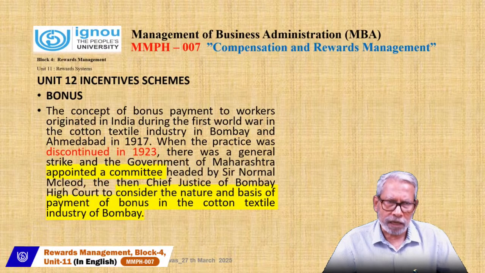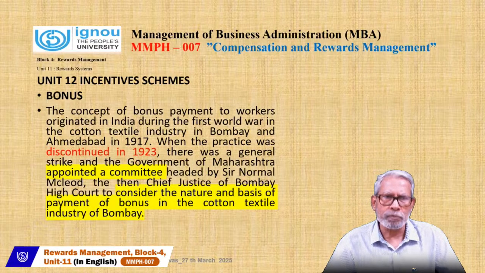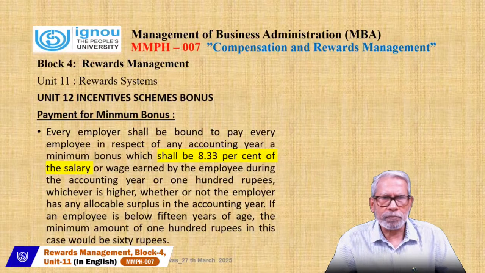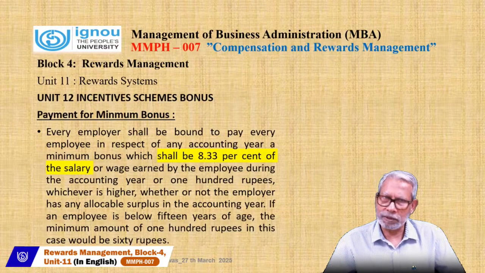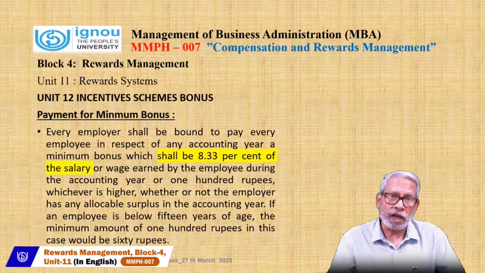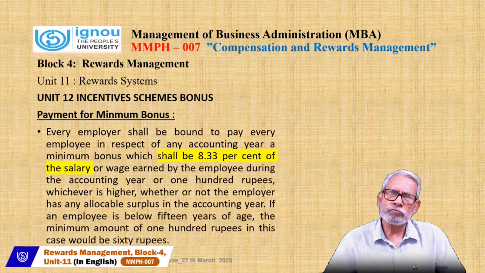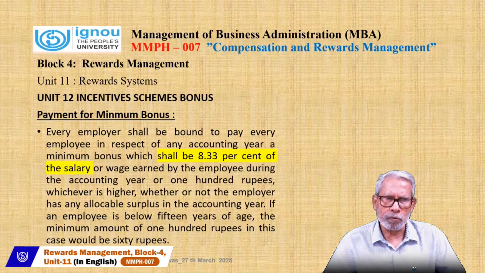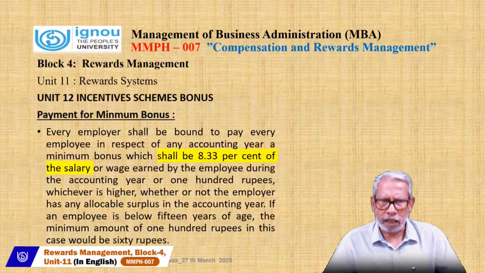So there was a general strike, and the government of Maharashtra appointed a committee, and the committee finally considered the nature and basis of the payment and the business of the textile industry. Slowly it decided that the bonus payment shall be 8.33% of the salary. It has been decided, and the payment should be reimbursed within a maximum time of 8 months. By these 8 months, you have to pay the bonus amount, as per the Act.